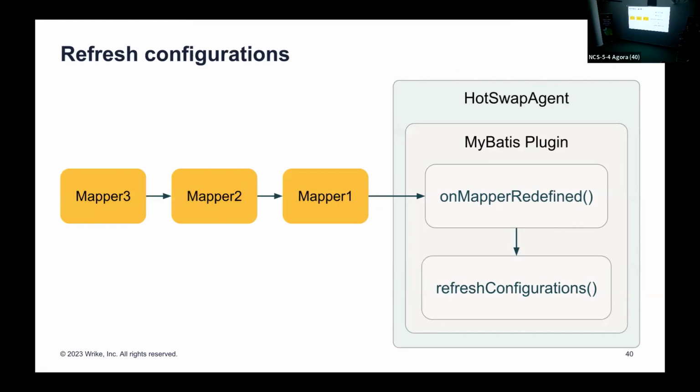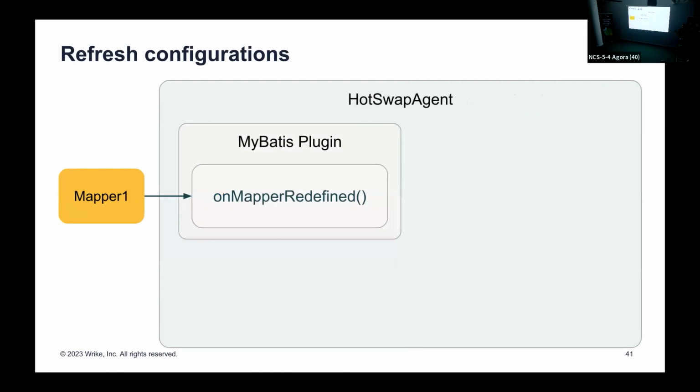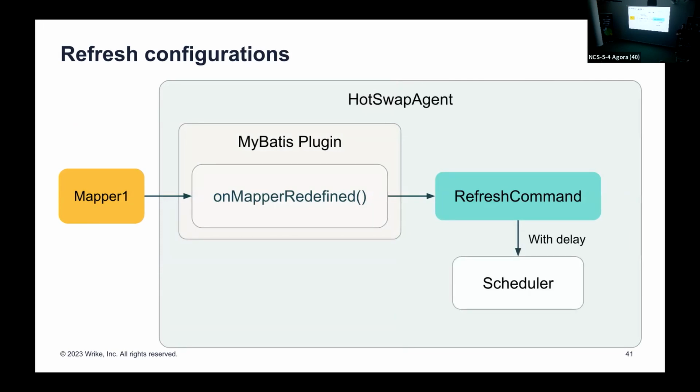But what if the developer modifies several mappers at once? With the current schema, on mapper redefined will be called several times in a row, and then configurations will be refreshed several times, which is basically redundant. And to avoid this, we will change the working schema to look like this. Instead of directly calling the refresh configuration procedure, we will first create a refresh command and then send this command to the so-called scheduler with some delay. And this command and the scheduler know how to merge the commands together.